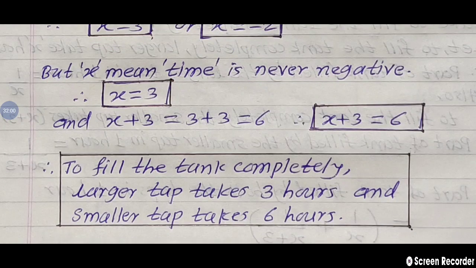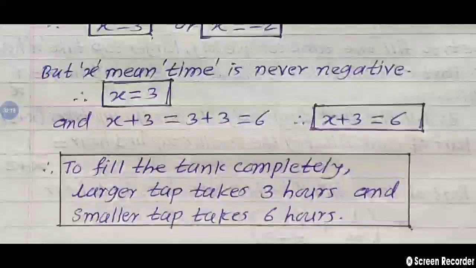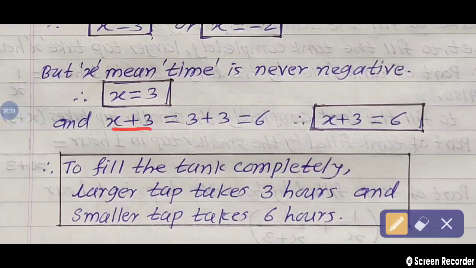And check there one more. So 3 hours are required for one tap. Which tap? x time is required for the bigger tap, the larger tap, and the smaller tap requires 3 hours more. That is nothing but x plus 3. So we find the answer. So x plus 3 hours are required for the smaller tap. So substitute the value of x. x plus 3 means 3 plus 3. 3 plus 3 is equal to 6. This much time is required for the smaller tap.